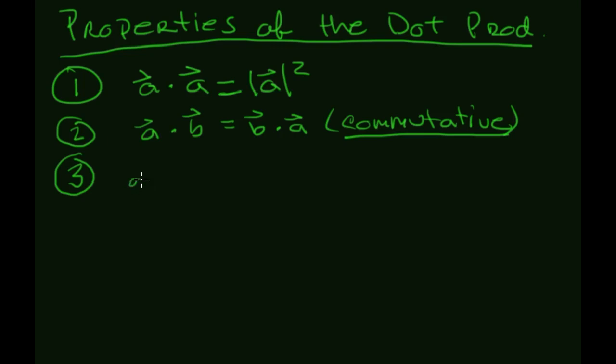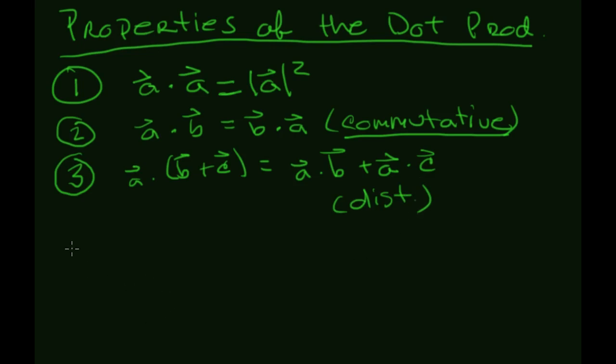This is good. A dot (B plus C). Okay, so we're getting into a distribution here. This is going to be the same as A dot B plus A dot C. So this is a distributive property.